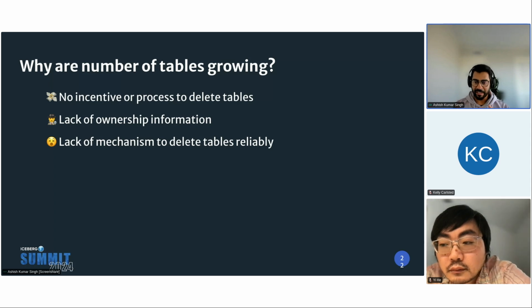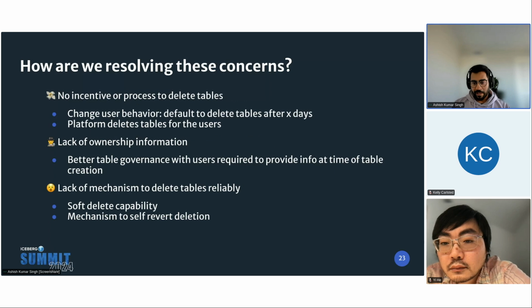One is there wasn't any incentive to delete tables, the lack of ownership information, and the lack of a mechanism to delete tables reliably. We addressed those concerns by changing the user behavior, and we made the default behavior that the table will be deleted after X days. Instead of asking the users to delete it, the platform itself will delete the tables. And then we tied adding the ownership information into the table tier promotion mechanism, and we needed to delete the tables reliably and be able to revert the deletion.